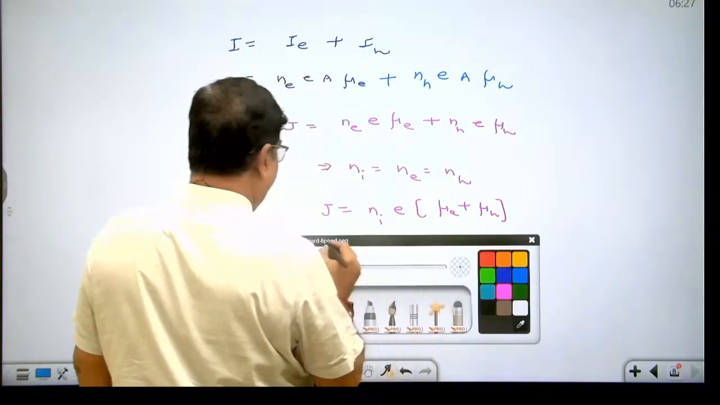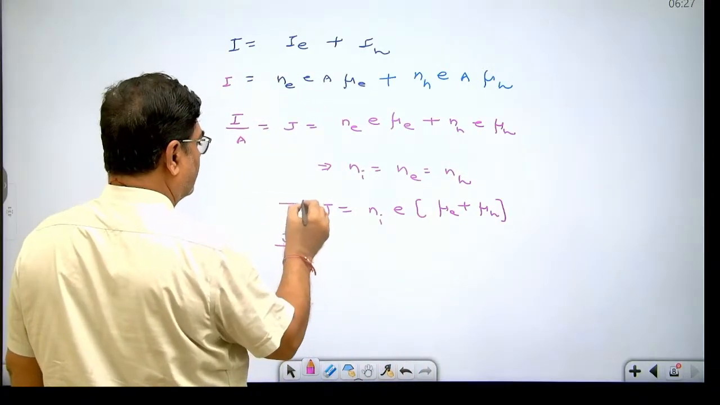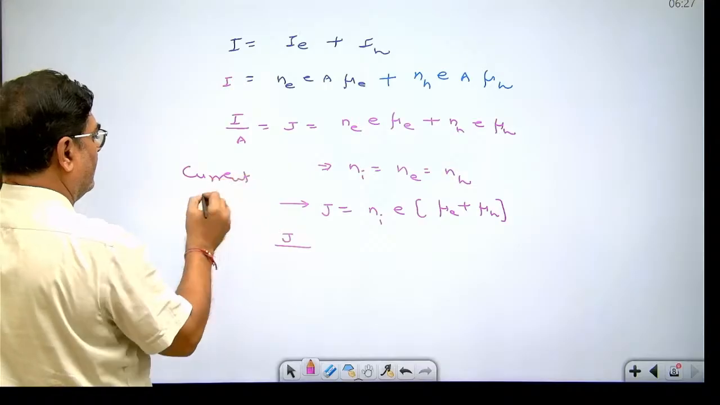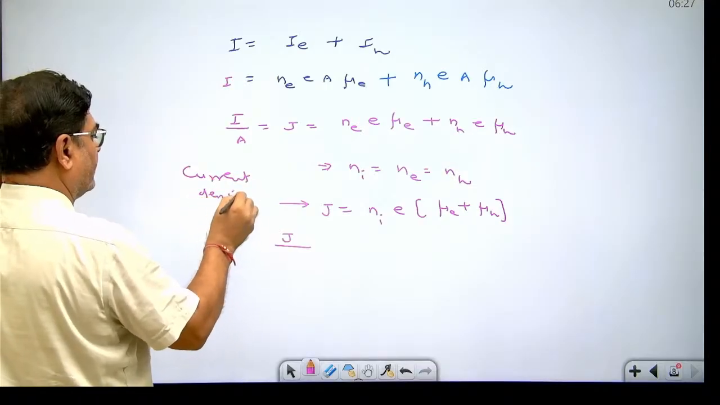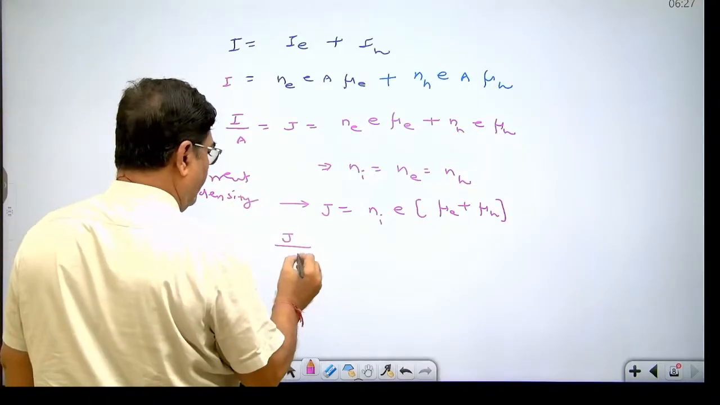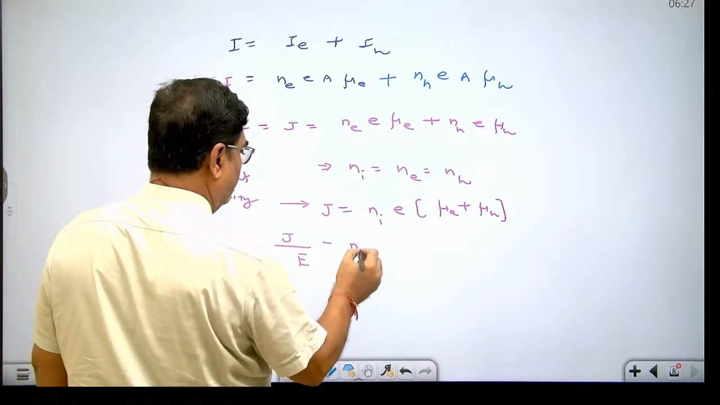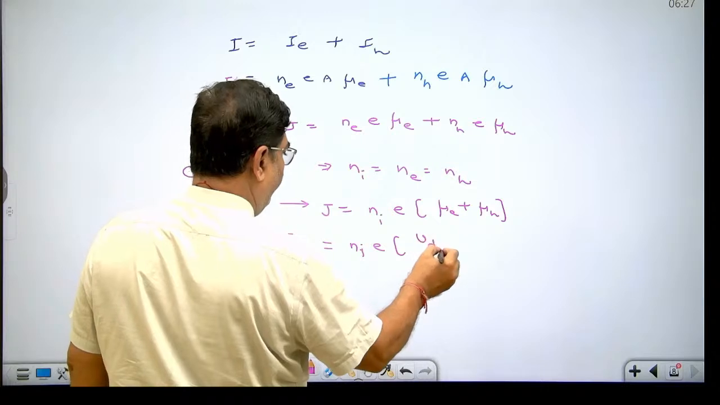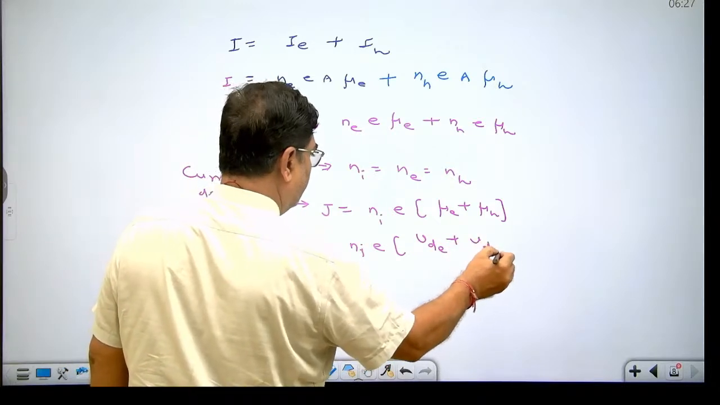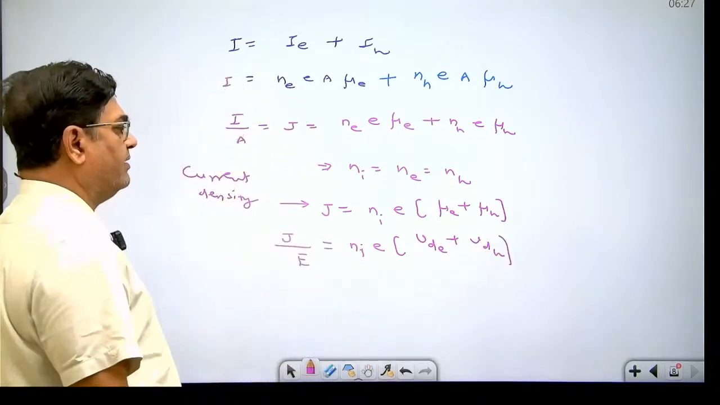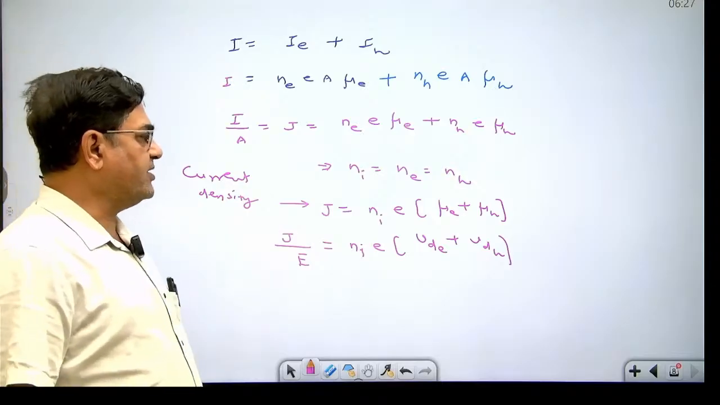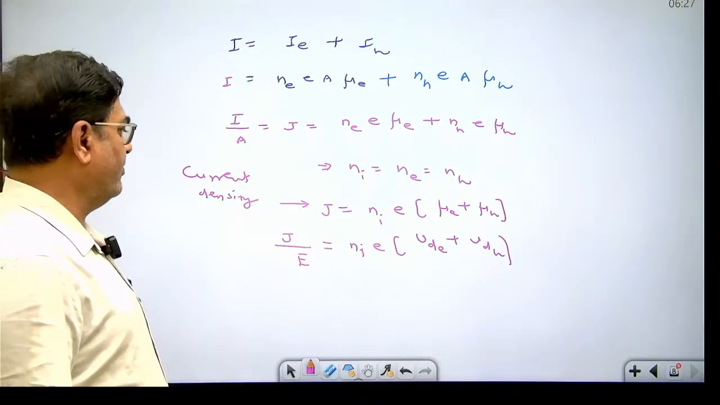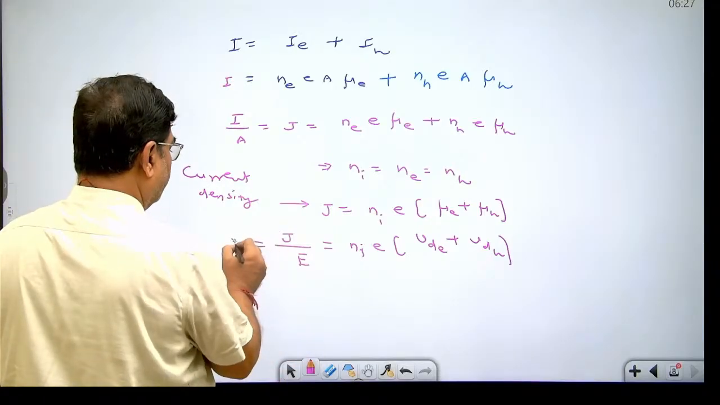Dear student, if we divide J, this is current density. Remember, current density is a vector quantity, current is a scalar quantity. J upon E, E is electric field intensity. This is Ni e (VD plus VDH). What is VD? Mu E upon E. What is VDH? Mu H upon E. What is VD? Drift velocity of electron. What is VDH? Drift velocity of hole. And what is J upon E? This is called sigma.